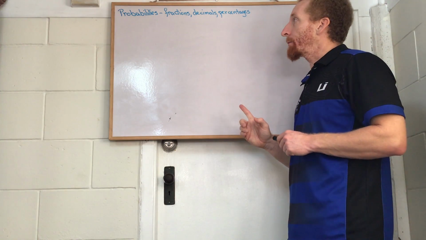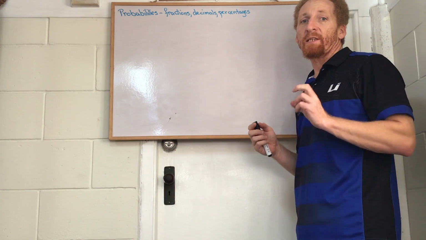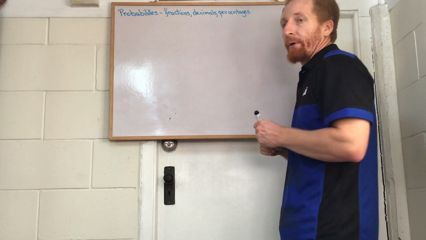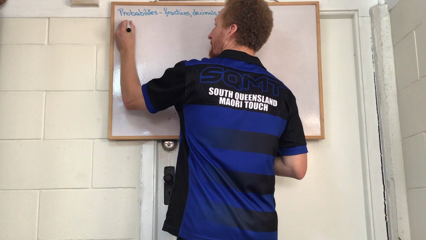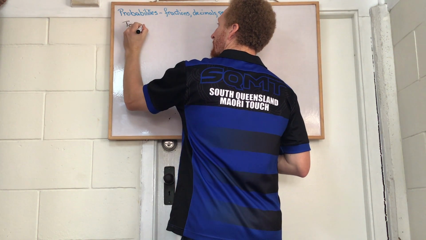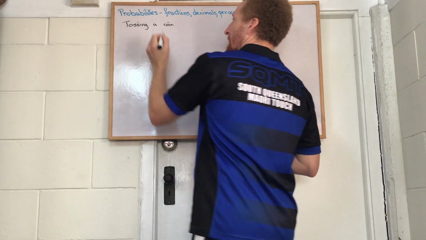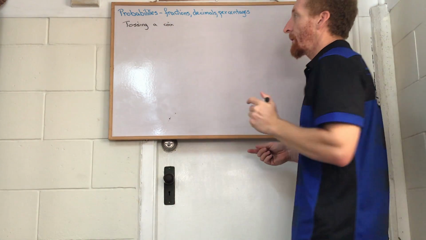Now we're moving on to look at probabilities. So we're going to look at fractions, decimals and percentages for a particular outcome for one event. So the event we're going to look at is tossing a coin. Okay, and we're going to toss the coin twice.